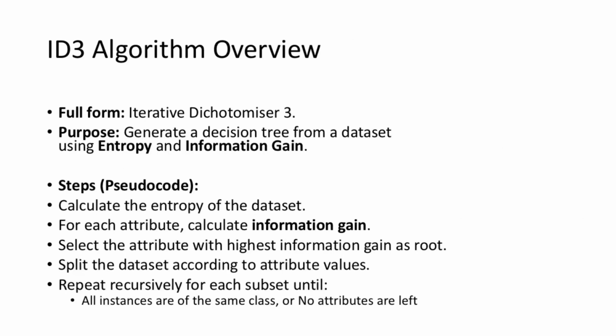ID3, which means Iterative Dichotomiser 3, is used to generate a decision tree from a dataset using entropy and information gain. The steps are: first calculate the entropy of the dataset, then for each attribute calculate the information gain. Select the attribute with the highest information gain as the root. Then split the dataset according to the values of the selected attribute. Repeat recursively for each subset until all instances belong to the same class or no attributes are left.